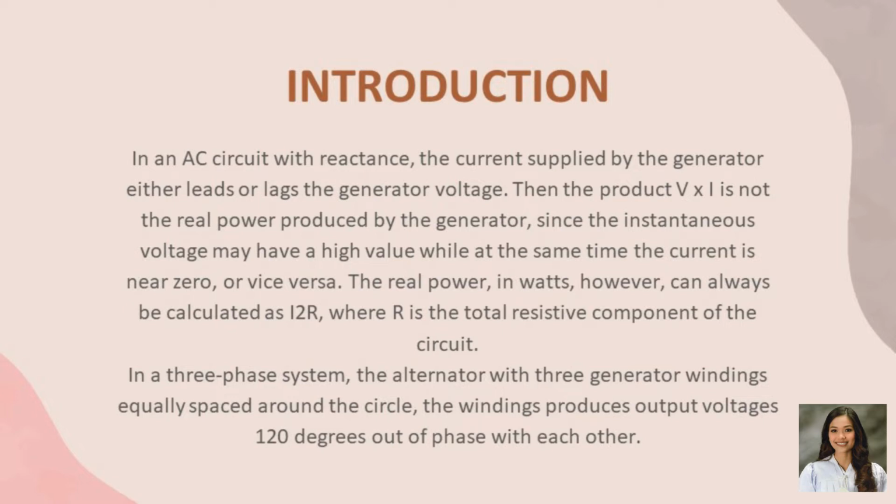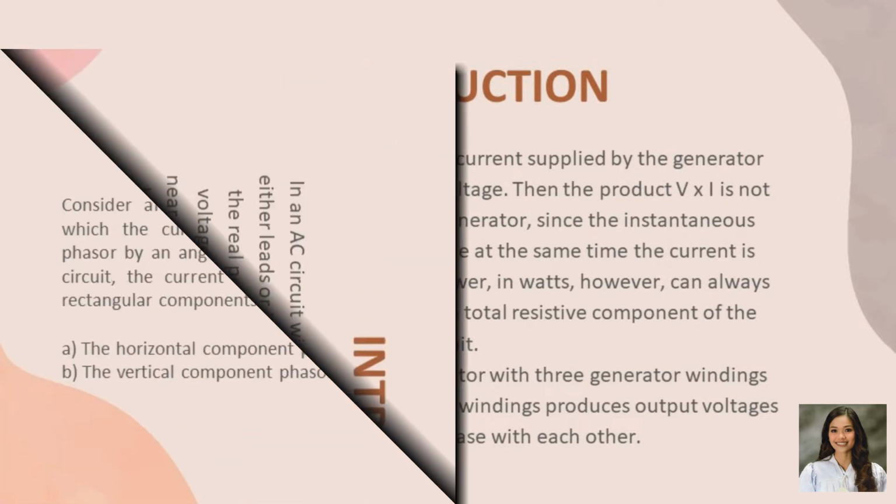component of the circuit. In a three-phase system, the alternator has three generator windings equally spaced around the circle. The windings produce output voltages 120 degrees out of phase with each other.